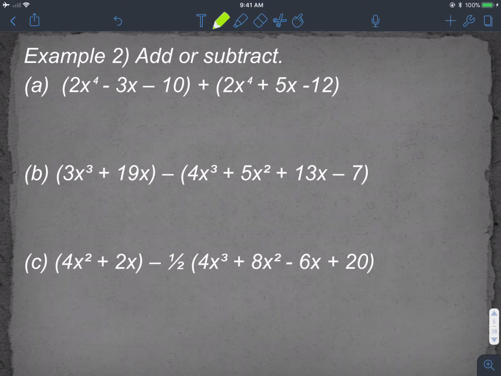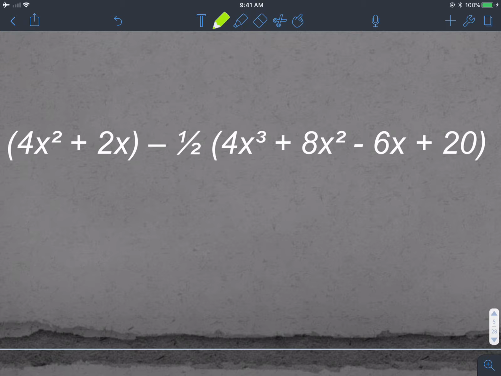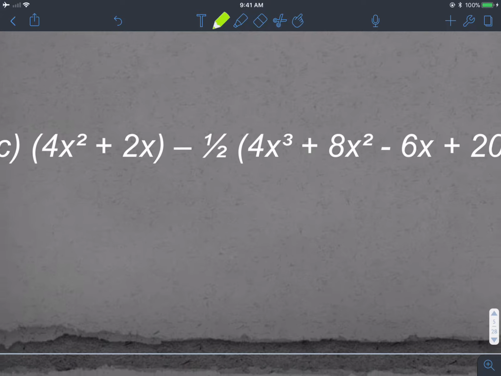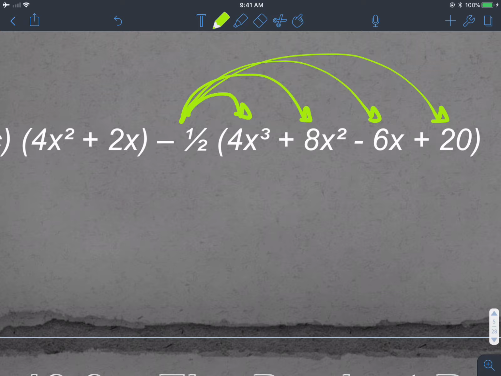Actually, maybe I'll mention the bottom one. I don't know if you'll see a fraction or not, but now you're taking this negative 1/2 and distributing that. So I get 4x squared plus 2x. We're starting to get better and better now, right? So think about it in your head. Negative 1/2 times 4 is 4 over 2. So negative 2.